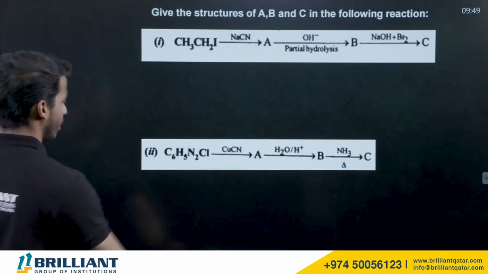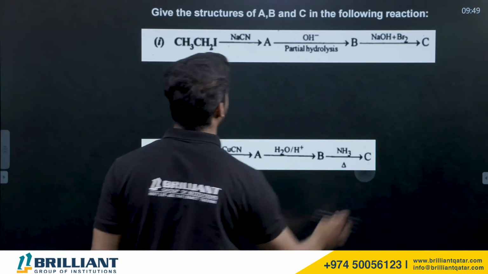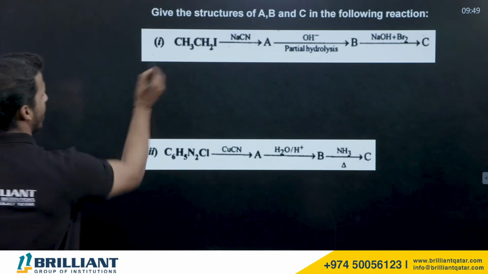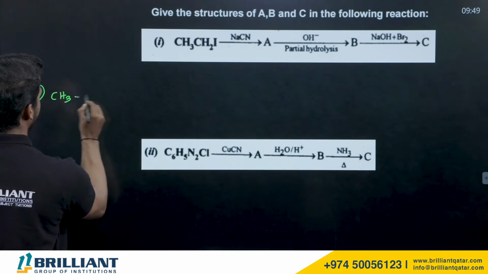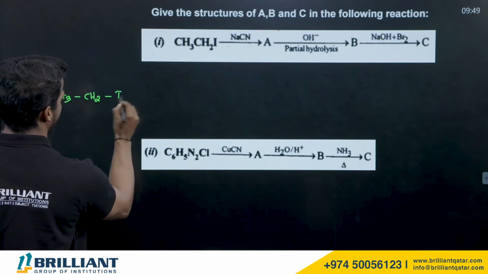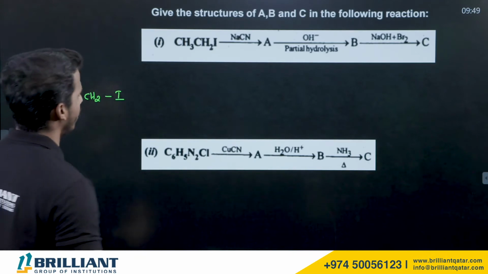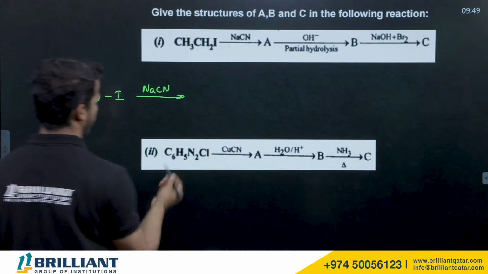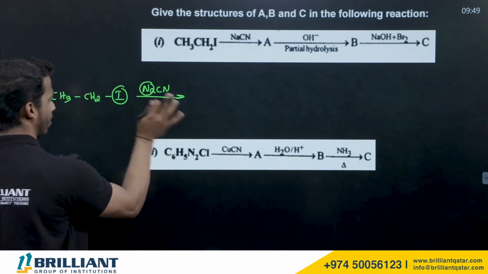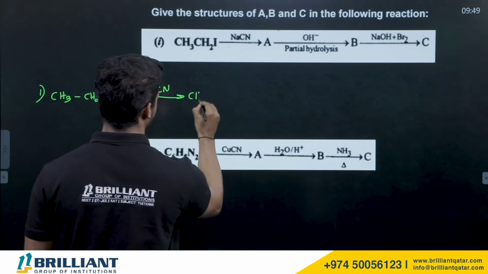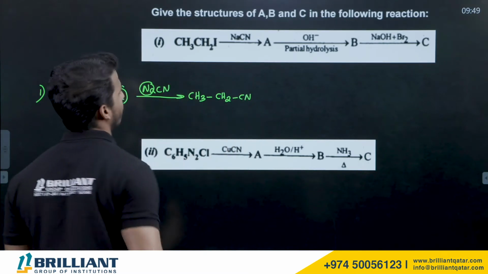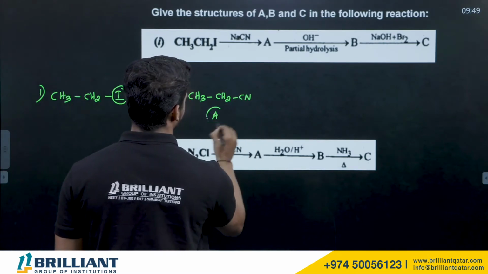Next question. Give the structures A, B, C in the following reaction. Yes, student, question number 1. Your starting material is given as CH3CH2I. What is this compound? Ethyl iodide is treated with NaCN, sodium cyanide. What happened? Sodium iodide is eliminated, and the cyanide group will substitute. You will get CH3CH2CN, propane nitrile. This is your compound A.